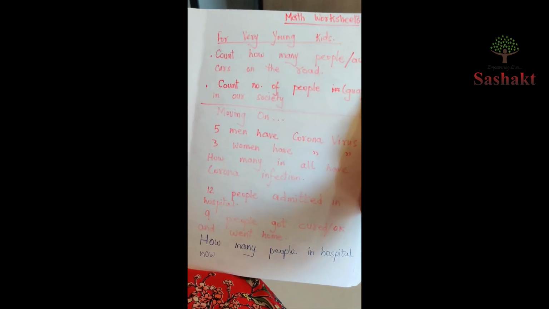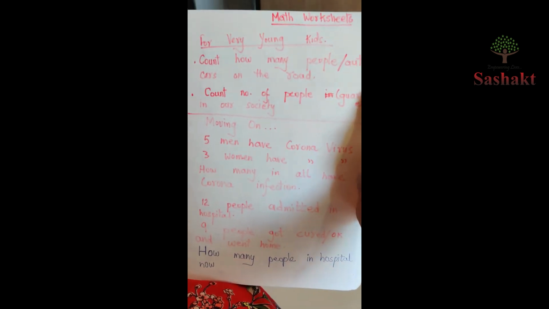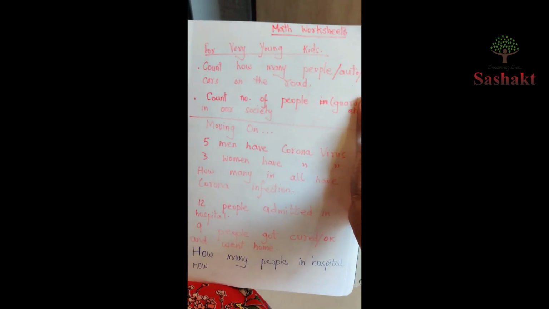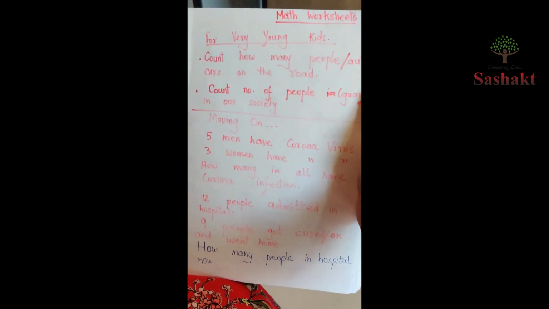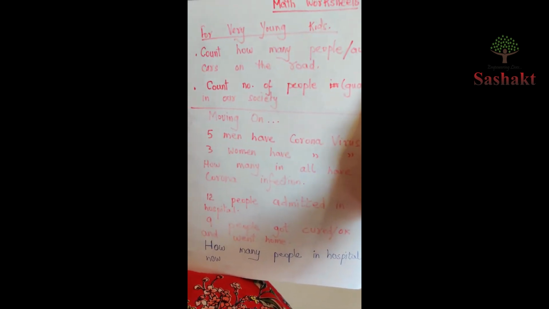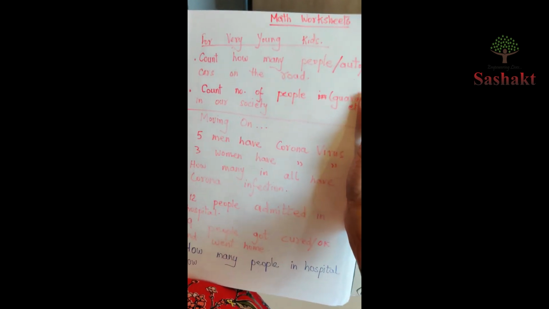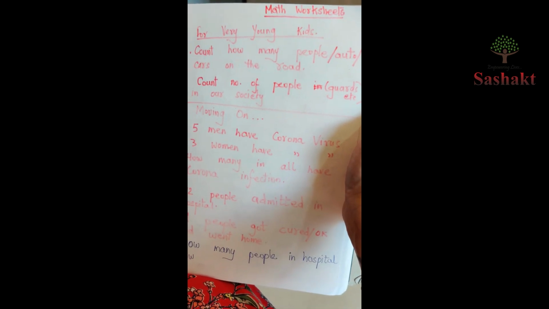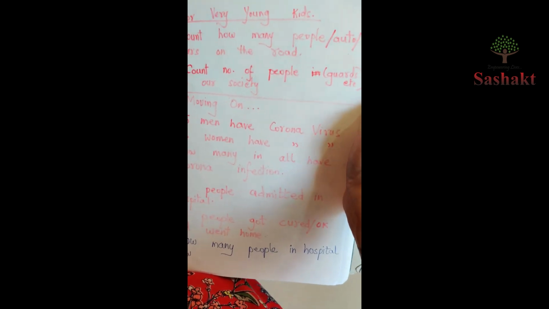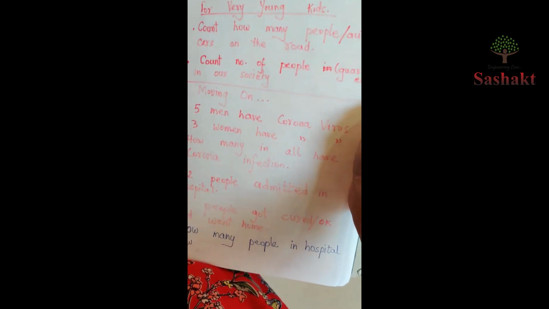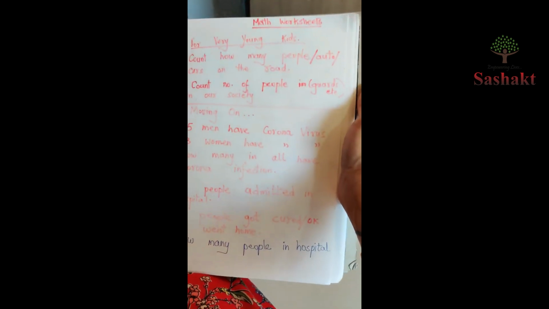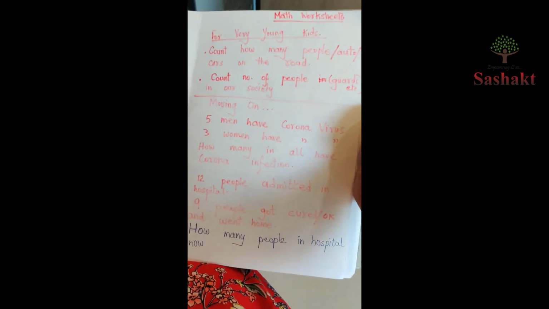So math worksheets. For very young kids, you can show them the road and say, count how many people, or how many autos, or how many cars, or how many dogs on the road. Okay, during lockdown, count the number of people in our society, like the guards or maids or somebody, if you can look down. So this is for very, very young kids.